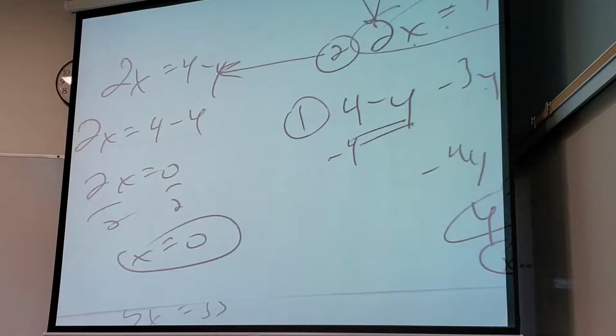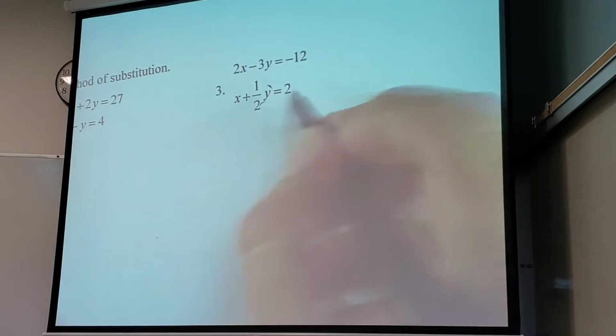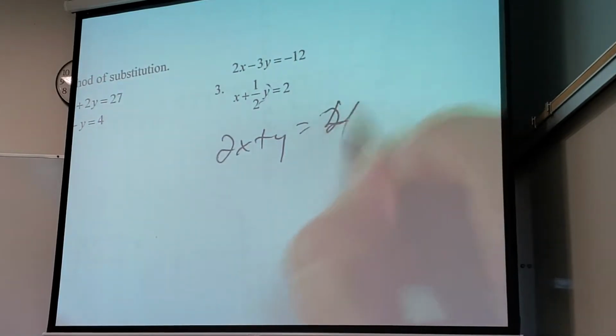Yeah, I think I made a mistake. Because I got negative 3 too. In case anyone is curious, I could have done this. So I would double this and get 2x plus y equals 4. Good job, buddy.